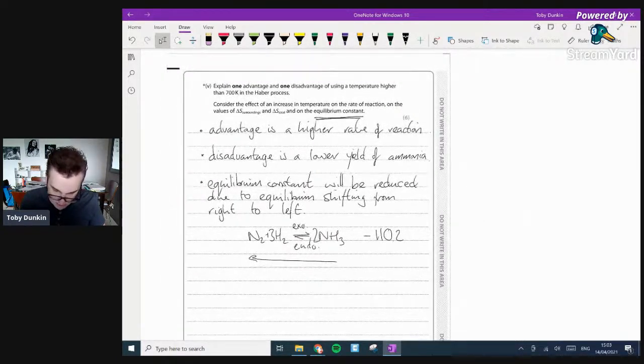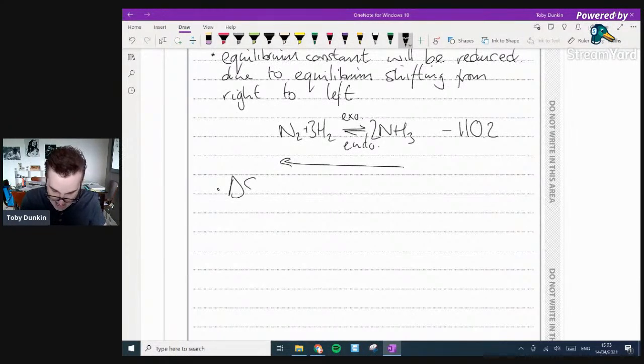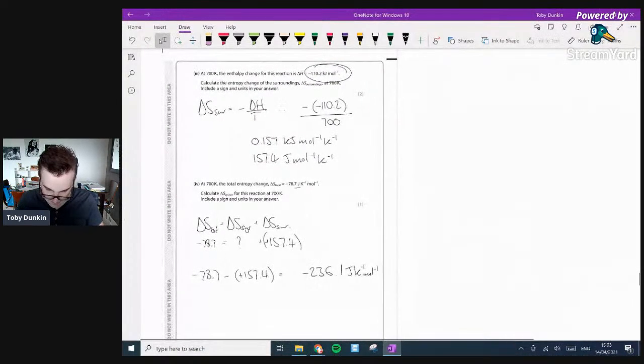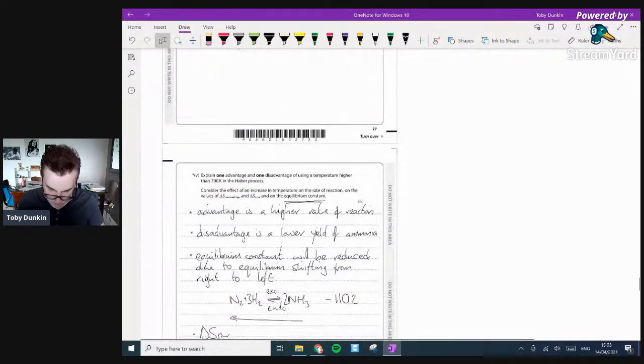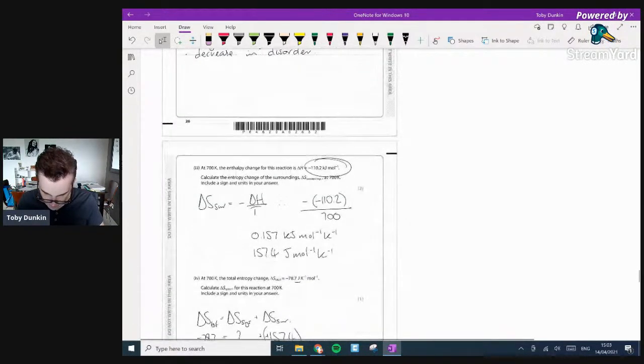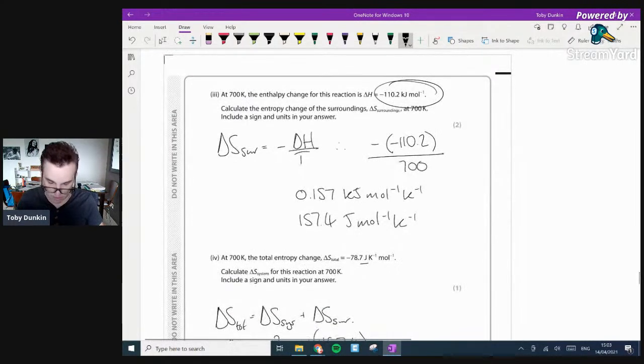The next thing, now I need to talk about the entropy of surroundings. So now I say the delta S surroundings. Now what's actually happened to it? We actually calculated it. The delta S, oh no, we haven't. The delta S of the surroundings. What's going to happen here? We've raised the temperature, which means the enthalpy change hasn't really changed. And temperature, we're dividing it by a larger number. It's going to be smaller.